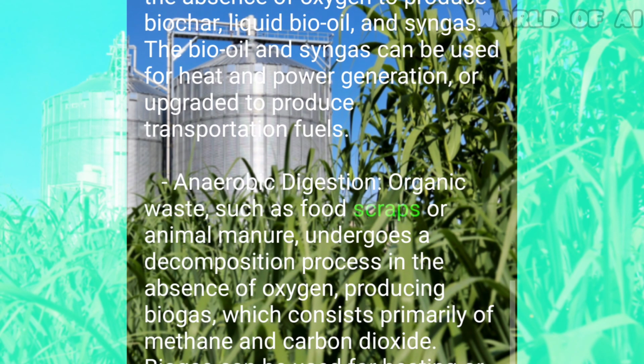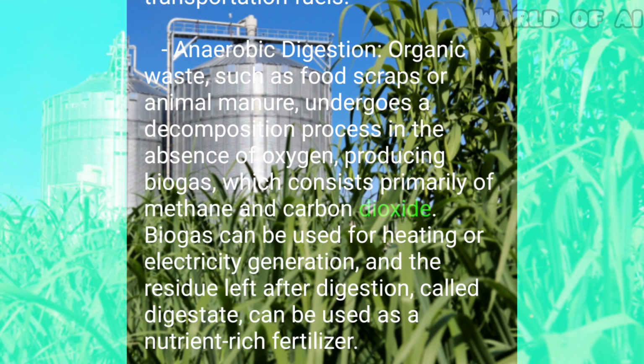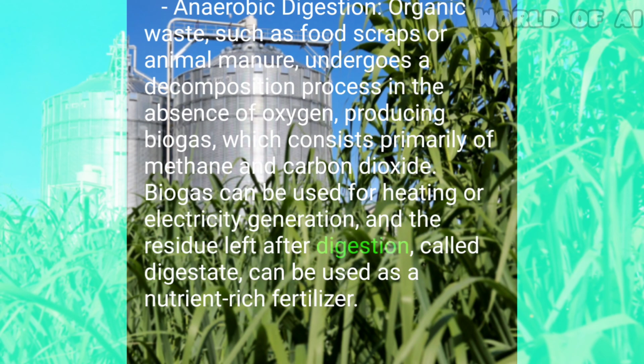Anaerobic digestion: organic waste, such as food scraps or animal manure, undergoes a decomposition process in the absence of oxygen, producing biogas, which consists primarily of methane and carbon dioxide. Biogas can be used for heating or electricity generation, and the residue left after digestion, called digestate, can be used as a nutrient-rich fertilizer.